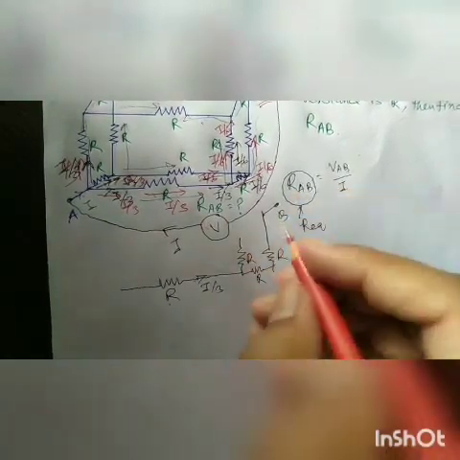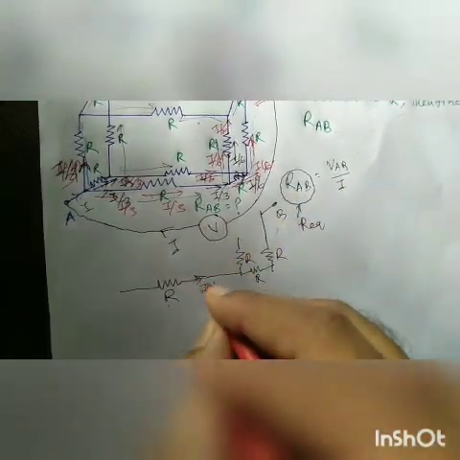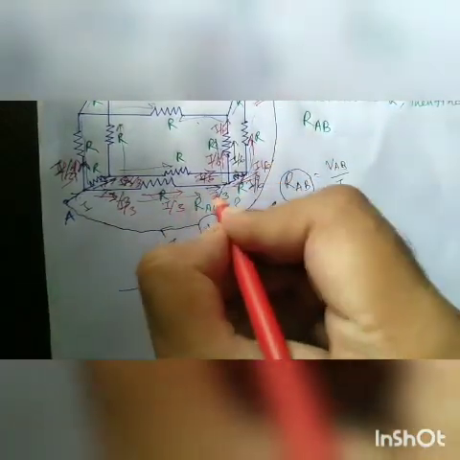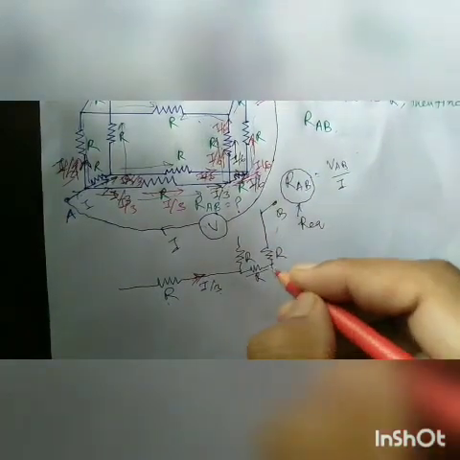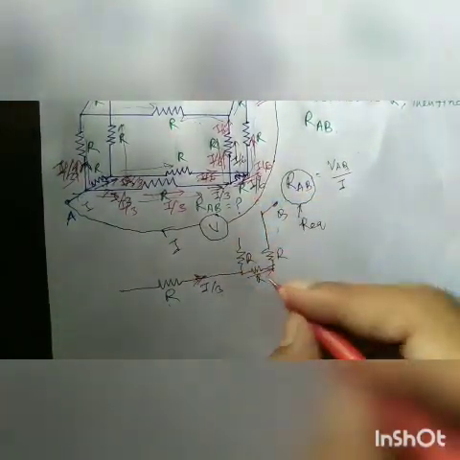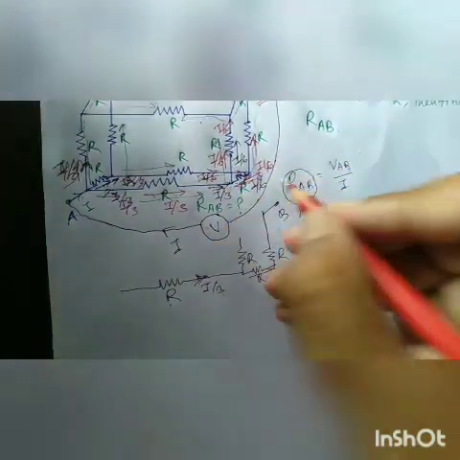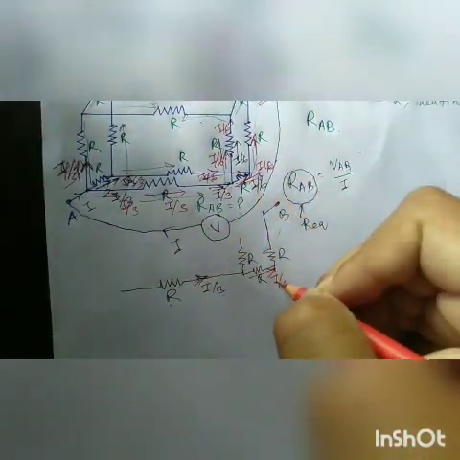Let me use red color for it. I by 3, from here it will flow through it, and after this resistance, through this, what current is flowing? I by 6. Why? Because that I by 3 got divided into two parts. Now I by 6 is flowing through this resistance.